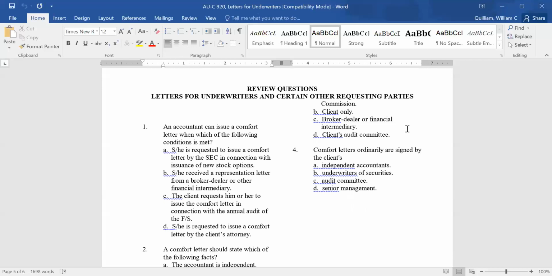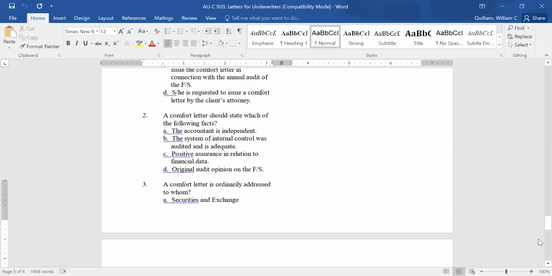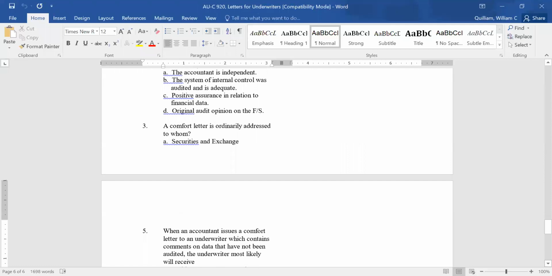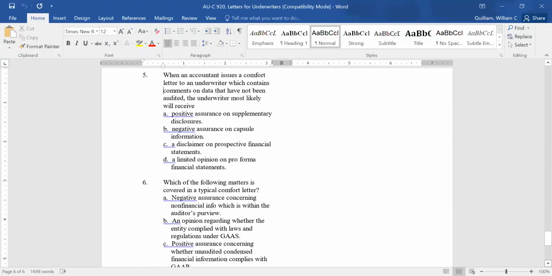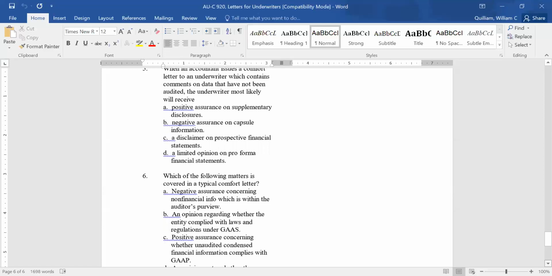Then number four, comfort letters are ordinarily signed by, well, it would be A, the independent accountants, because we are the ones issuing the comfort letter. Then number 5. When an accountant issues a comfort letter to an underwriter, which contains comments on data that have not been audited, the underwriter most likely will receive B, negative assurance on anything else such as capsule information. I'm not concerned about what that is.